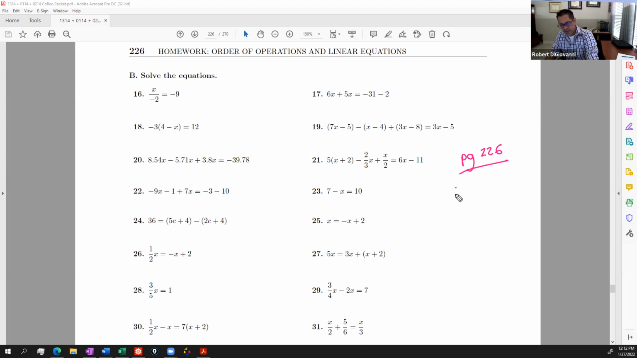Let's say 16 through 29. Okay, but omit, don't do number 20, only because we have not talked about how to deal with the decimals yet. We haven't done one of those. So try that, all right? 16 through 29 for homework.